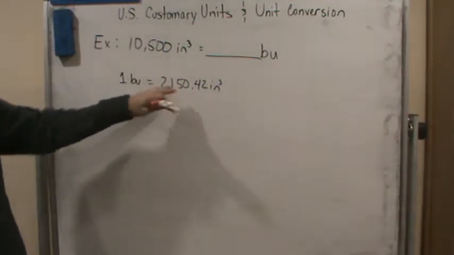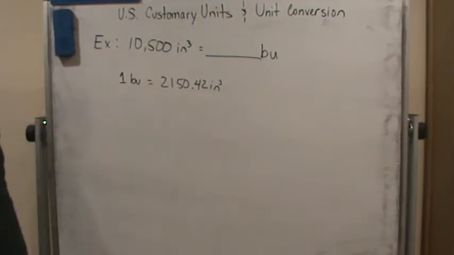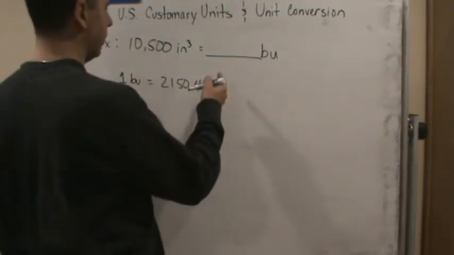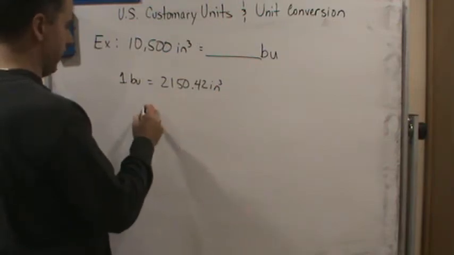They may give it to you. It might be given to you in the problem, but just again, you're going to want to make sure you know this or be able to find it if they give you a table. So what am I going to do? Well, I'm going to use the unit ratio for this.